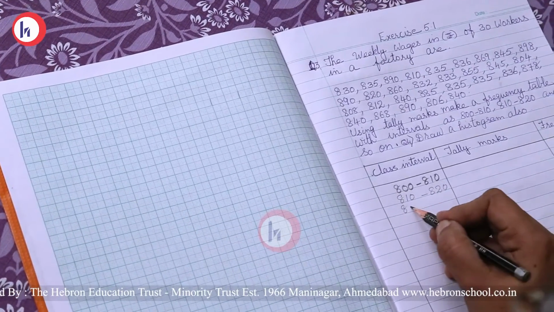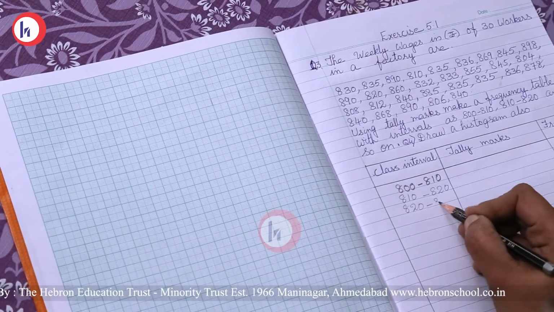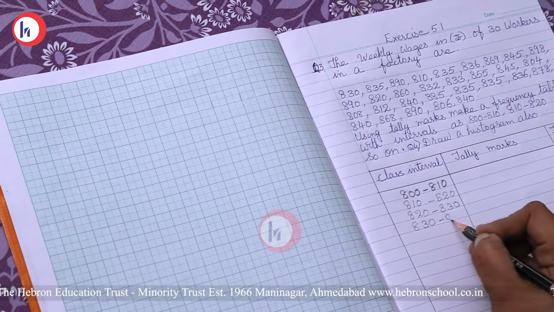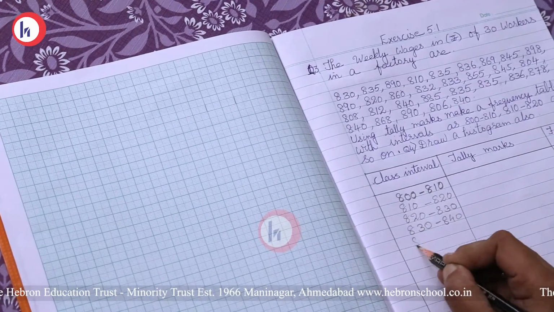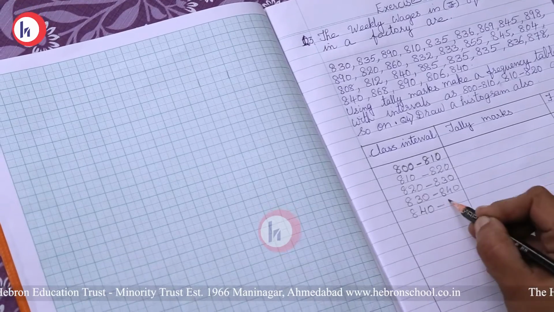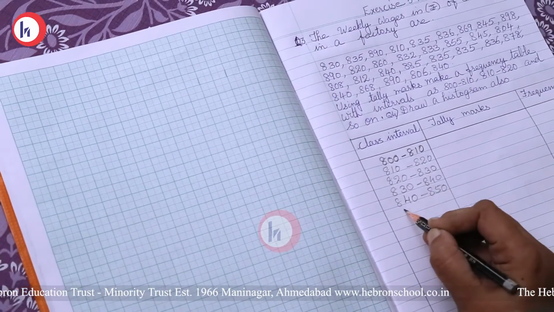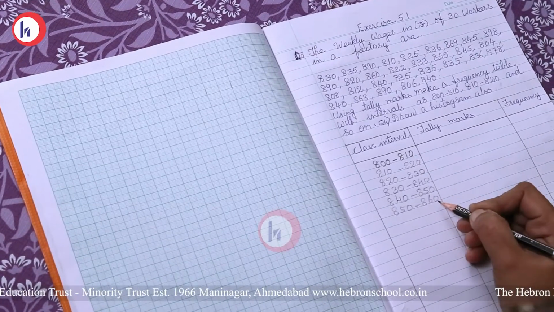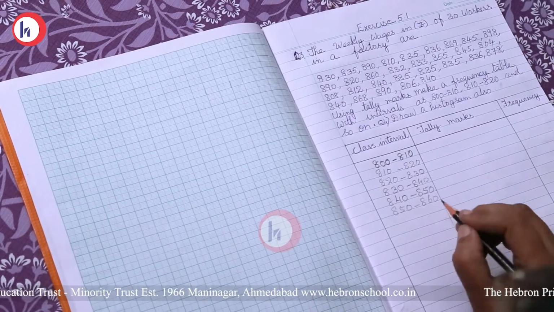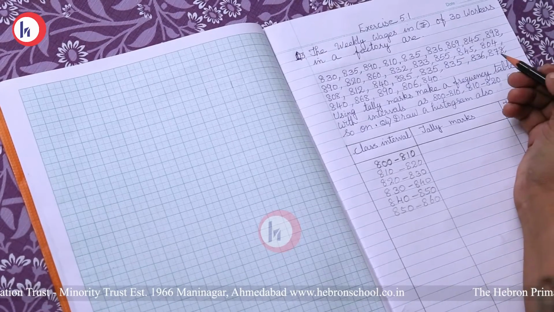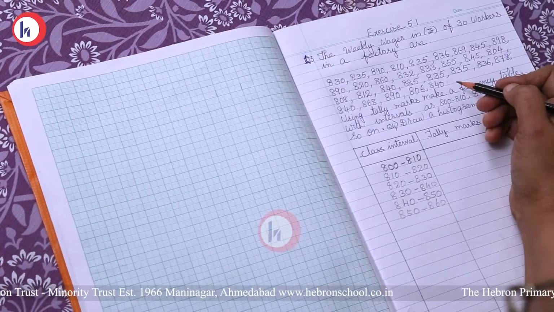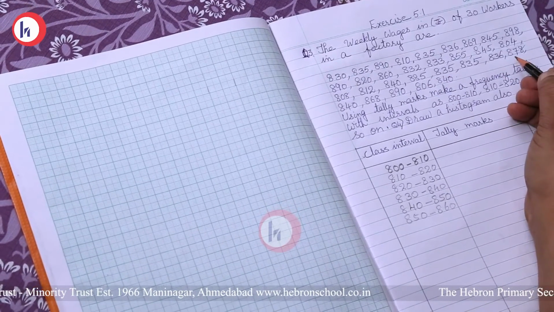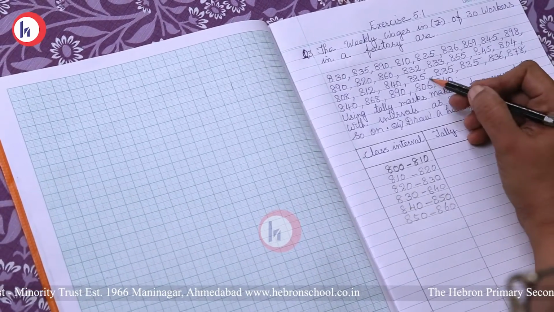Then 820 to 830, 830 to 840, 840 to 850, 850 to 860, and till how much we have to complete? First of all we should see which is the highest number. It will come somewhere around 885 is also there. So it should come in 890.